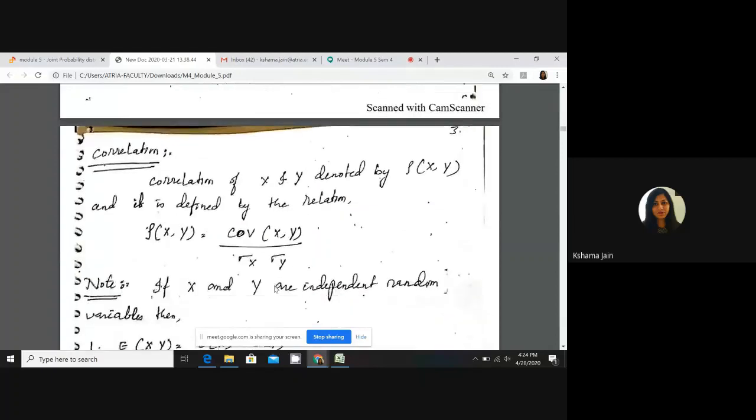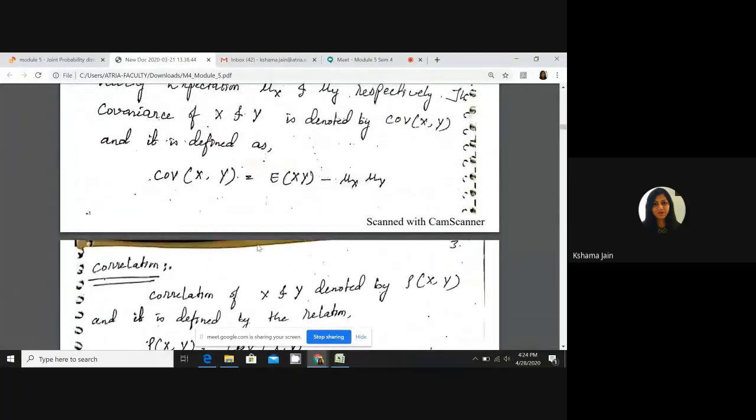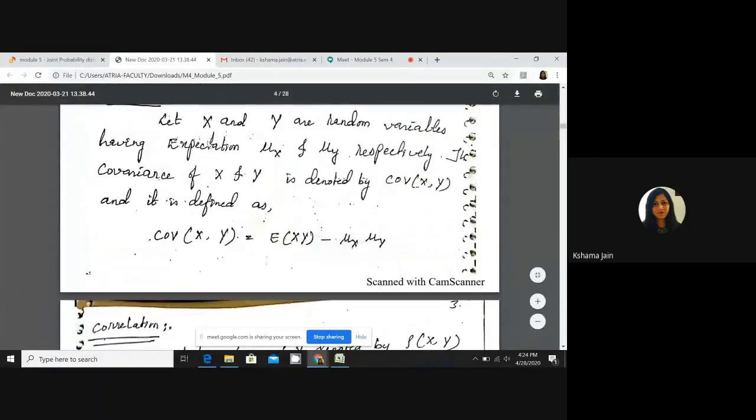So, same here, sorry, where was I. The covariance: if x and y have expectation mu x and mu y, then covariance is denoted directly by COV of x, y. The formula is E of xy, the expectation of xy, minus mu x mu y, which is E of x into E of y.